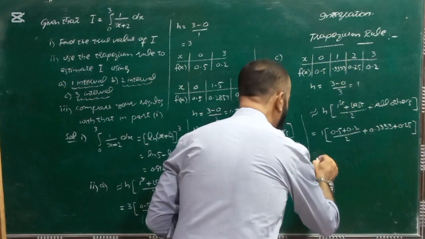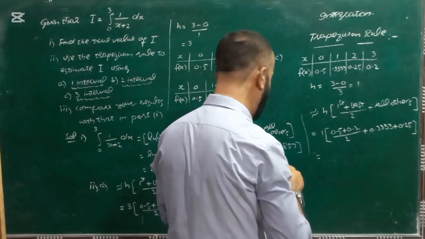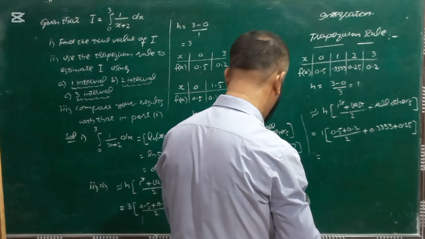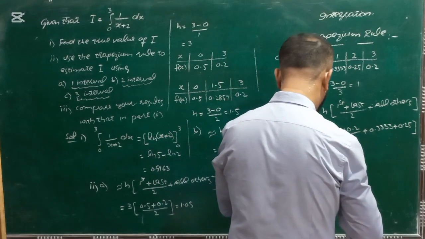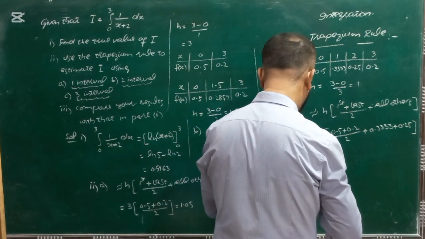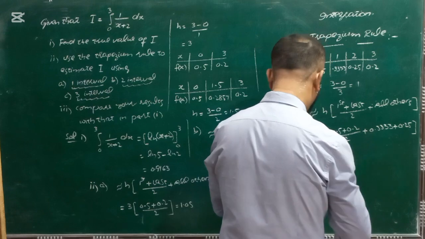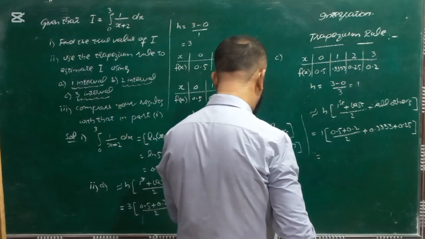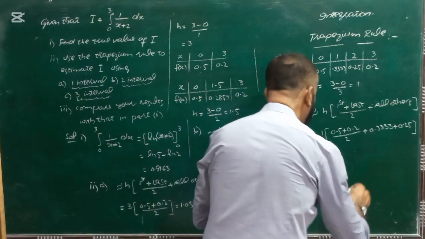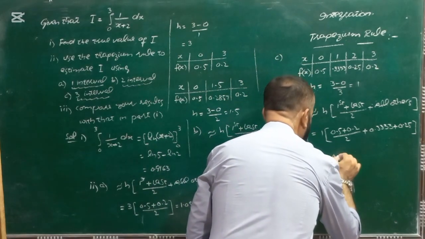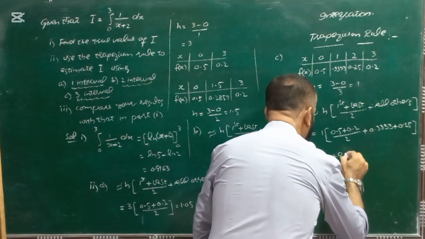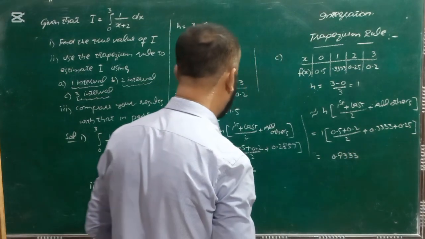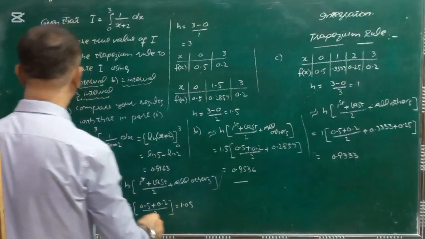So solving it on the calculator, 0.7 over 2 plus 0.3333 plus 0.25. So this is 0.93333. So these are the answers. Okay, C part is done.